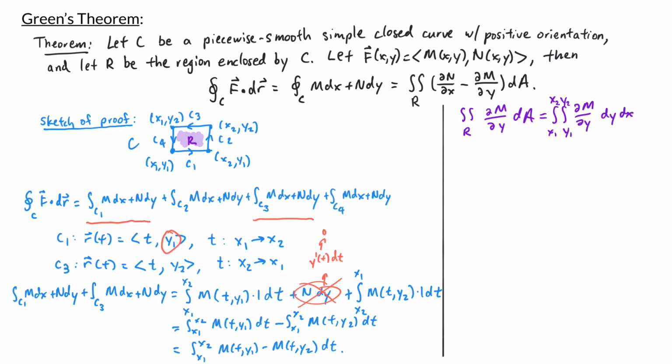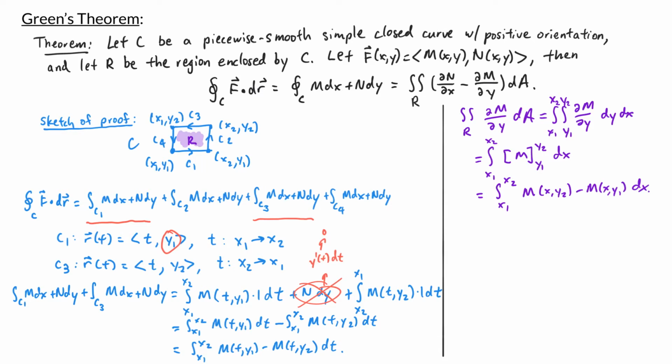So let's start by performing the inner integral. So I have the integral from x1 to x2. By the fundamental theorem of calculus, the integral of the partial derivative of M with respect to y dy is just going to be M evaluated at the endpoints y1 to y2, and all of this dx. So that's going to be the integral from x1 to x2 of M(x, y2) minus M(x, y1) dx. Now notice the similarity between this integral and this integral.